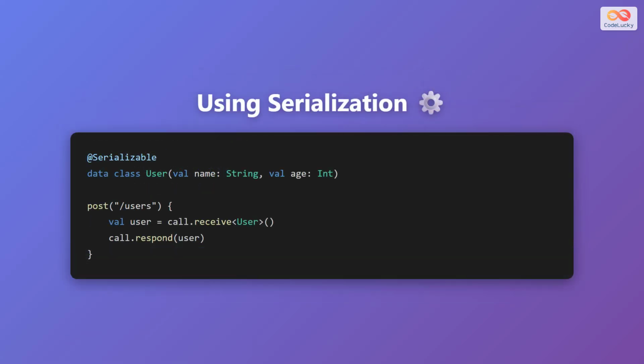To use serialization in your routes, you need to mark your data classes with the Serializable annotation. This tells Ktor that the class can be automatically converted to and from JSON. In your route handlers, you can use the receive function to automatically parse incoming JSON into your data class. Similarly, the respond function automatically converts your Kotlin objects into JSON when sending responses. This seamless conversion between Kotlin objects and JSON happens behind the scenes, allowing you to work with strongly typed data throughout your application.